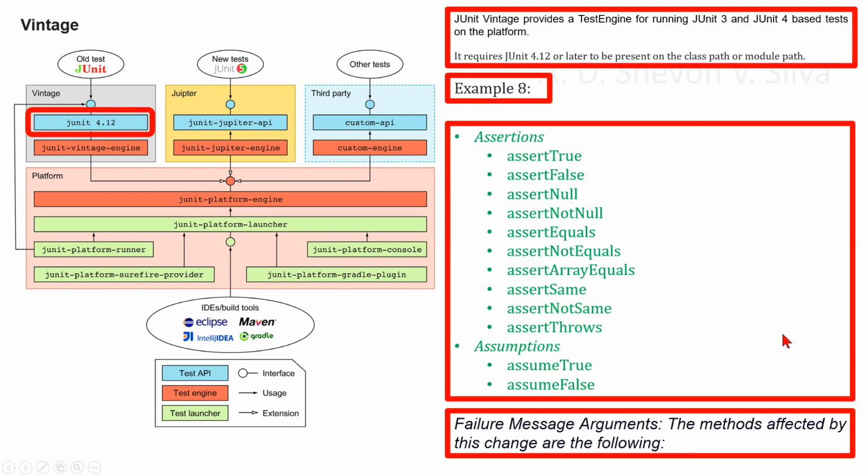Now we are considering the failure message argument. The methods affected by this change are as follows.